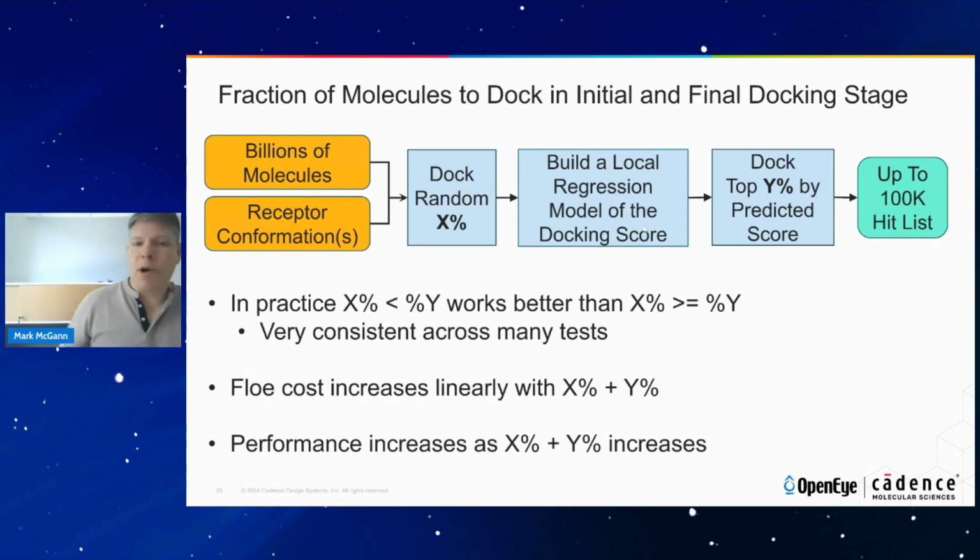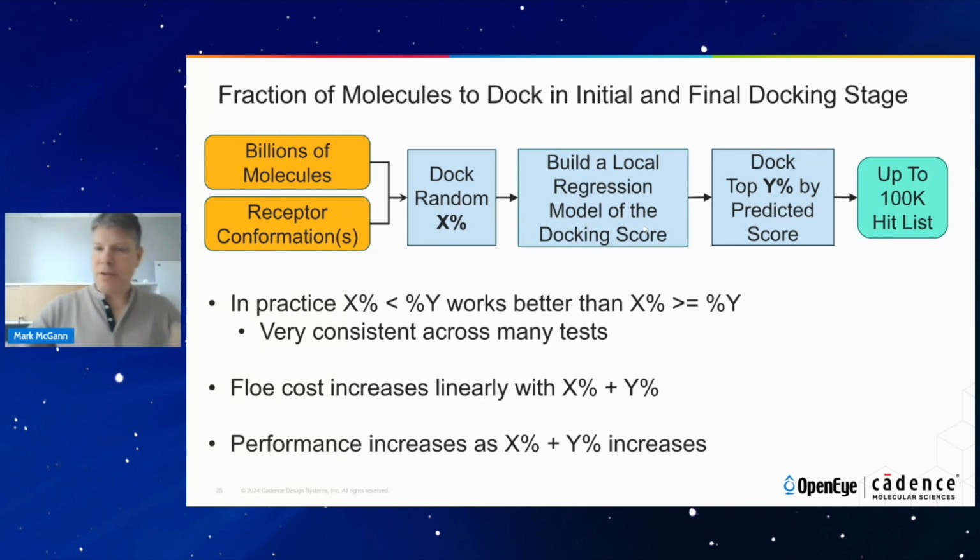So the first hyperparameter is just what fraction of molecules do we dock? What fraction do we dock initially when we're generating our training set, so we select a random X%, and then what fraction of molecules, after we built the model and determine what molecules in the remaining set that the model likes, what fraction of those do we dock at the end?